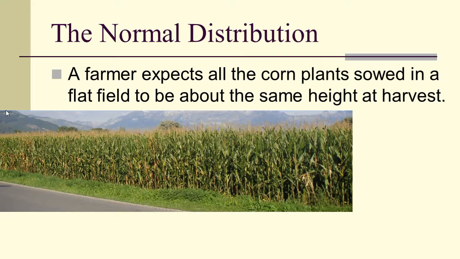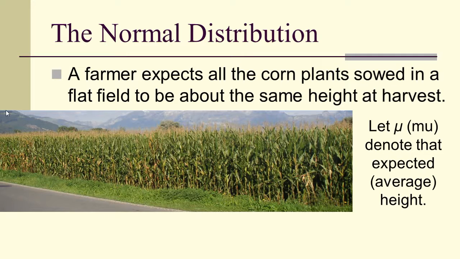So we're going to take as an example a farmer who's planted a flat field with corn. He expects all the corn plants to be about the same height when he harvests them. And they certainly look the same height in this photograph. Let's let mu denote that average or expected average height. So all the corn on average has height mu.